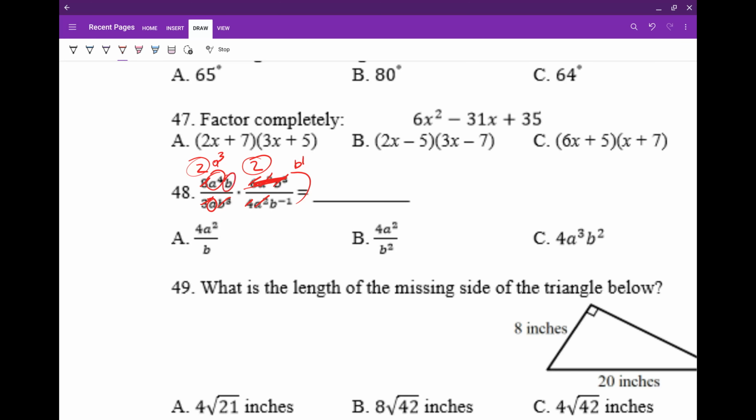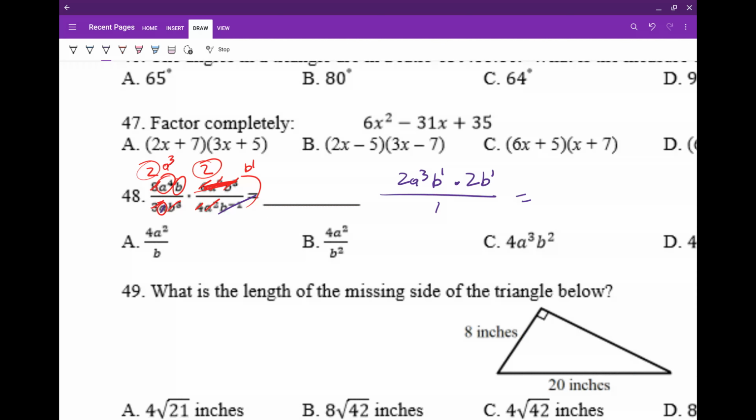Okay? And so if we write it, I'd have 2a cubed b to the first times 2b to the first. All of that, well, I'm left with nothing in the denominator pretty much, right? So now if you multiply that out, you get 4a cubed b squared. That's answer choice C.